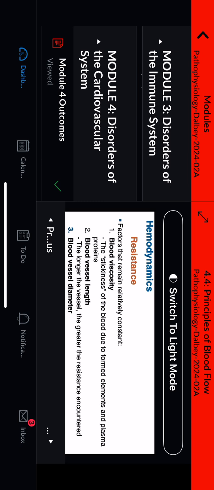Blood viscosity is the stickiness of blood due to the formed elements and the plasma proteins. It's related to the internal friction of the components of the blood moving past one another. A low viscosity fluid would be water. There are very few particles in water, so it would easily pour right out of a glass if you tipped it upside down, right? We've all experienced that. The low viscosity gives it very high flow.